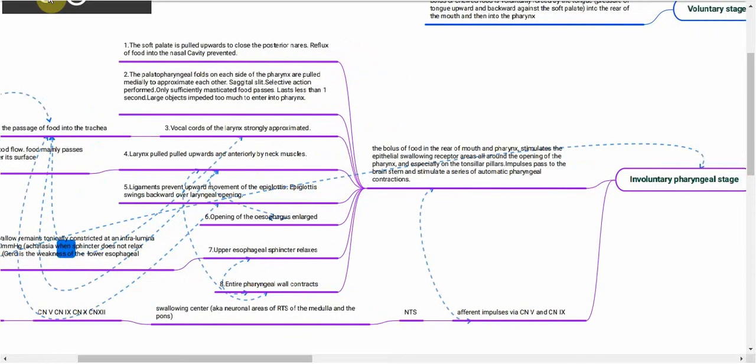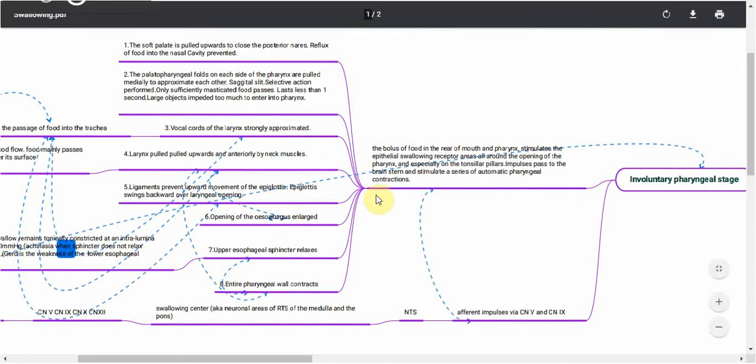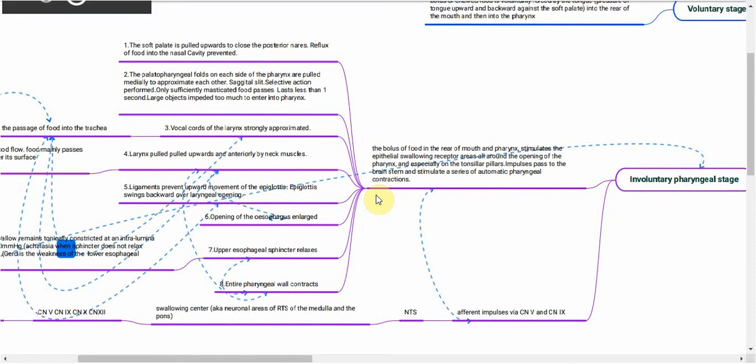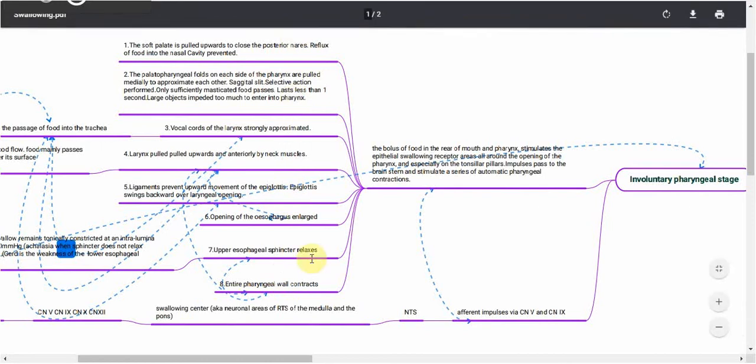Now let's talk about the sets of changes that make up the involuntary pharyngeal stage that allow the swallowing to take place. Now this is a bit messy. I was hoping it would not be, but if you listen to my guidance, it will be really helpful. So what are the sets of changes? We have 1, 2, 3, 4, 5, 6, 7, 8 changes, right? And of these, which are we concerned with? All of these, because they're part of the involuntary pharyngeal stage.